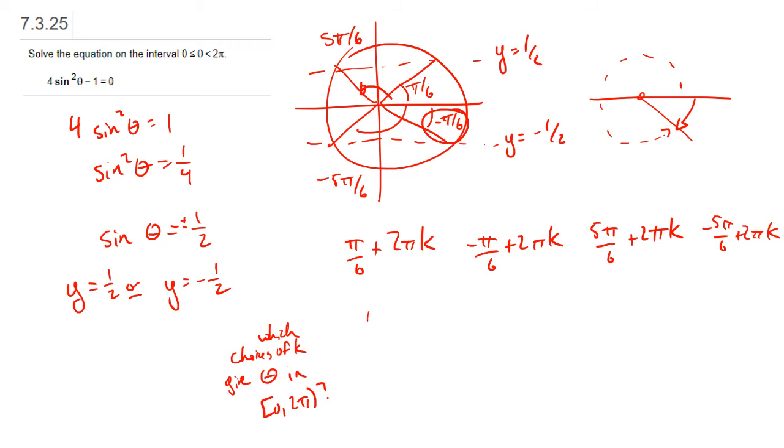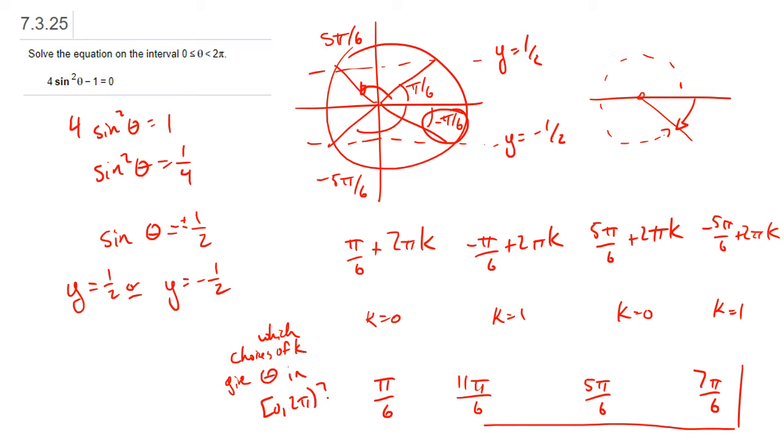Okay, so here we'd have k equals 0 is the only choice, here k equals 1, here k equals 0, and here k equals 1. Those are the only possible choices for k that result in angles between 0 and 2 pi. So our final set of solutions is pi over 6. This works out to be 11 pi over 6, 5 pi over 6, and if k equals 1 here, you end up with 7 pi over 6. So here is our set of solutions.